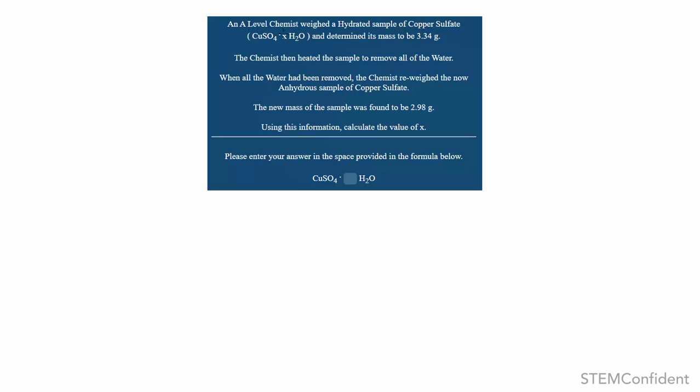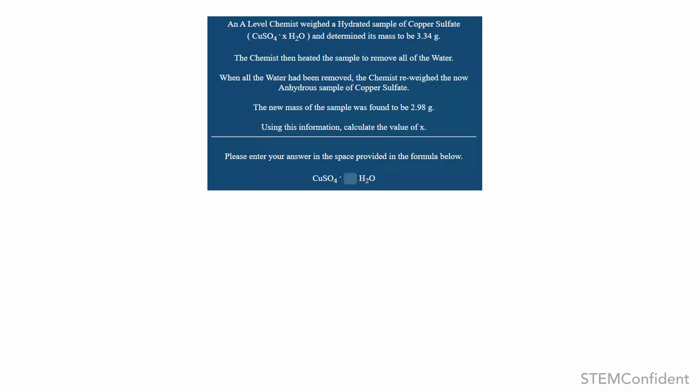Now, for the H2O, in order to figure out the value of X, what we want to do is compare the number of moles of CuSO₄ and the number of moles of H2O as a ratio. This is important because what we're given here is masses, and even though we're given masses, they have different molar masses. So we do need to convert them to a format that's actually comparable.